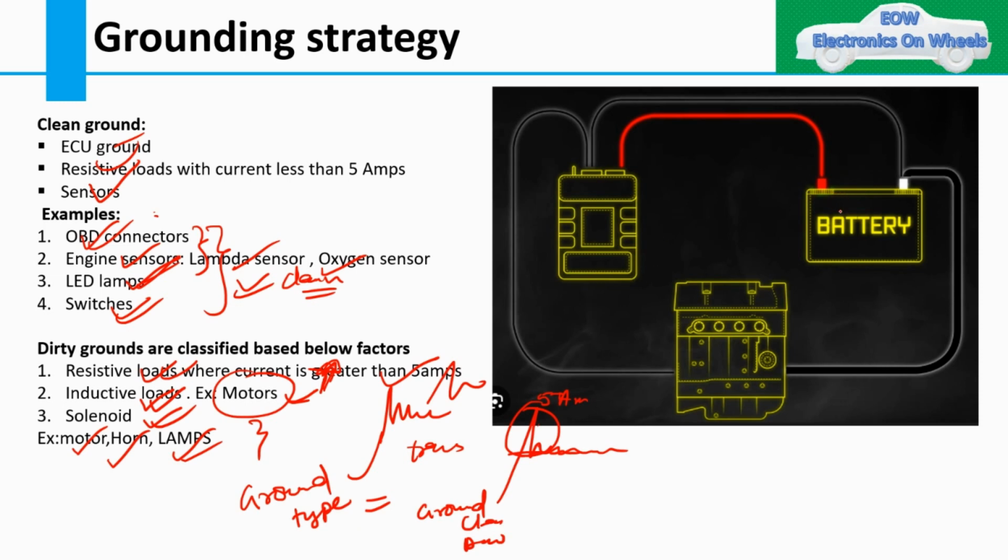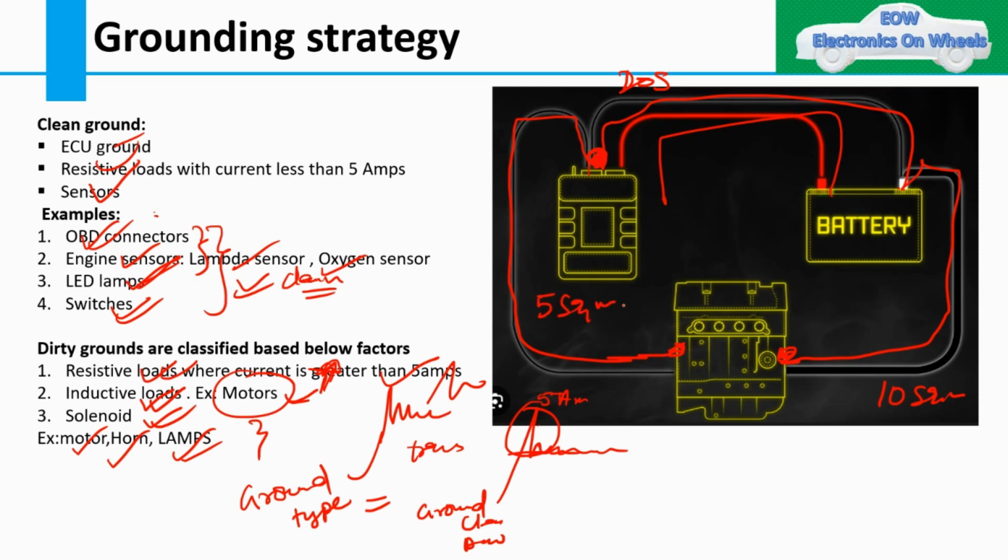Here I have given one example. So this is my battery and this is my positive. Then you have the battery negative here on an engine block, and here you are also giving this ECU ground to this engine block. So what happens? Suppose you have taken this wire as 10 square mm, and this one is 20 square mm, and this I have taken as 5 square mm.